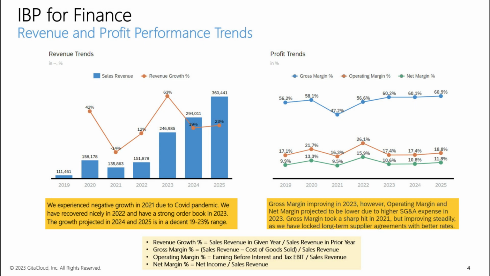Let's evaluate revenue and profit trends. We will focus on the following KPIs: sales revenue, revenue growth, gross margin, operating margin, and net margin. You can see the definitions of these KPIs at the bottom of this slide.